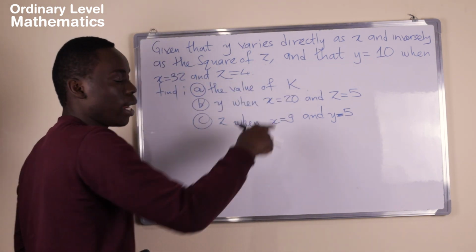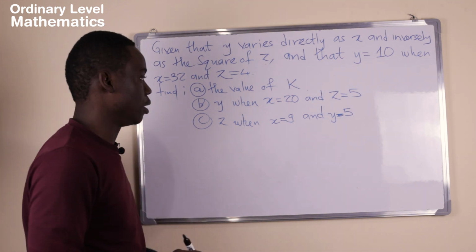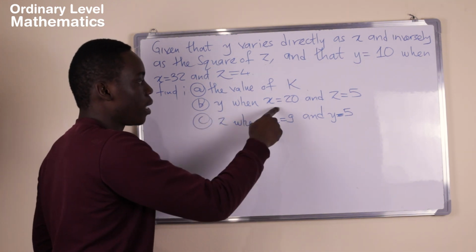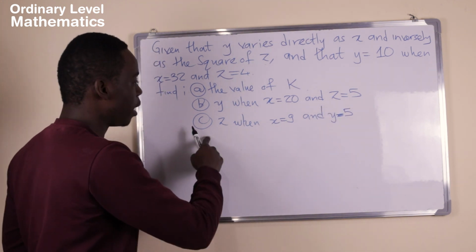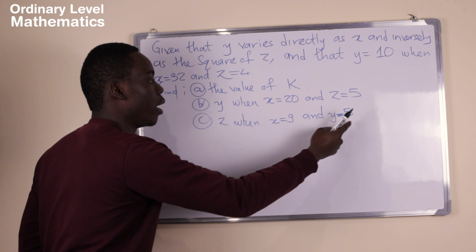Find the value of k, and k is called the constant variation. Find y when x is equal to 20 and z is equal to 5, as well as another case, find z when x is equal to 9 and y is equal to 5.